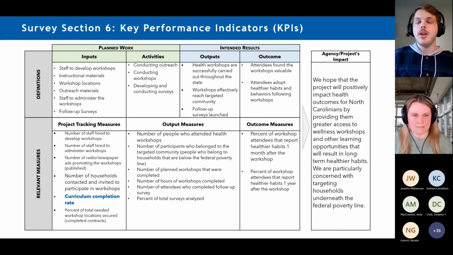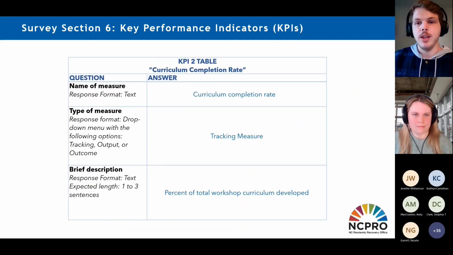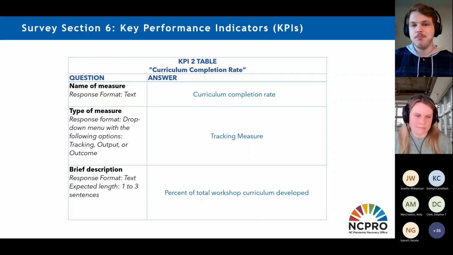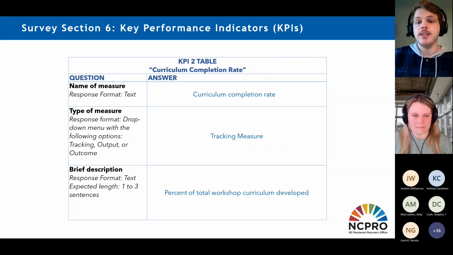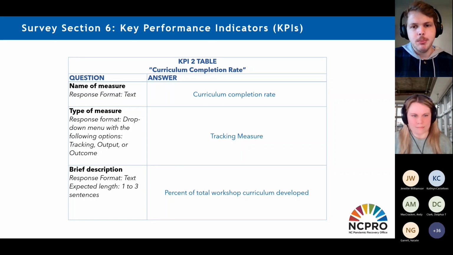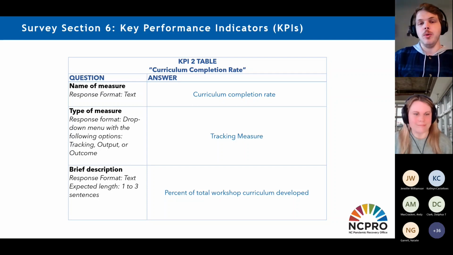So on this tracking measure, on the next slide, we're actually looking at the curriculum completion rate for this fictitious project. So that's the name of the measure. Again, this is another tracking measure. And then the description of this is just the % of total workshop curriculum developed. So we're still in that kind of planning phase. What are our activities as this entity creating these workshops? It is the actual curriculum needed to execute these workshops.